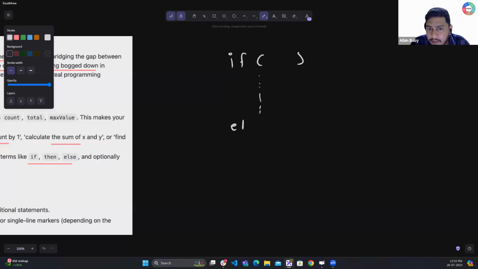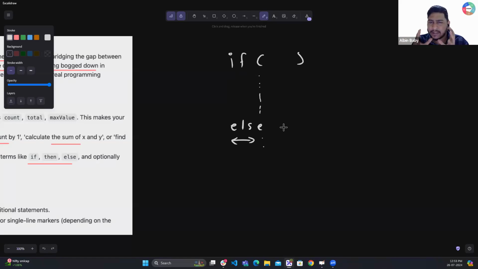If you're writing an else statement, it should not start here; there should be some space over here. Basically, IDEs, when you're writing code, automatically give you that space. When you hit enter, it automatically gives you that space.